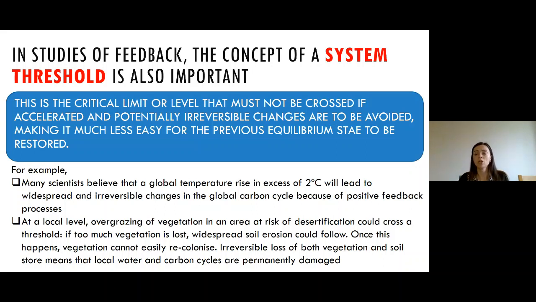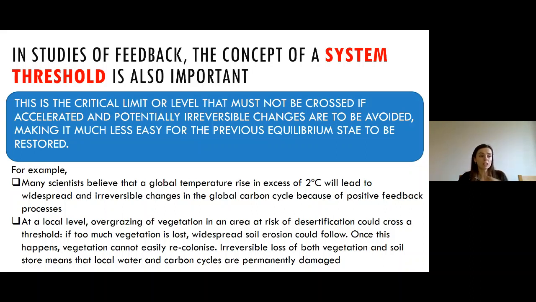You see that on the news. There's talk about climate tipping points. There's all over the internet interesting articles about this as well. At a local level, overgrazing of vegetation in an area at risk of desertification could cross a threshold. For example, if too much vegetation is lost, widespread soil erosion could follow. Once this happens, vegetation cannot easily recolonize. Irreversible loss of both vegetation and soil store means that local water and carbon cycles are permanently damaged.